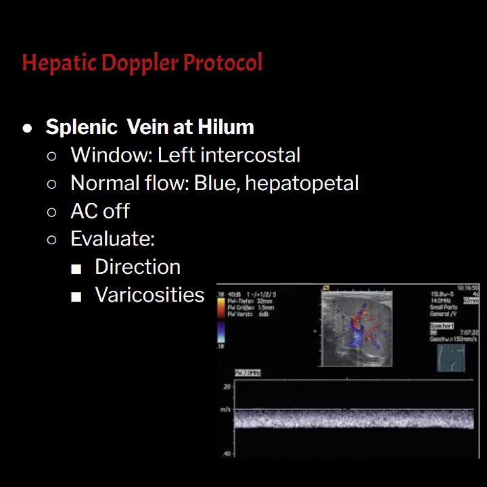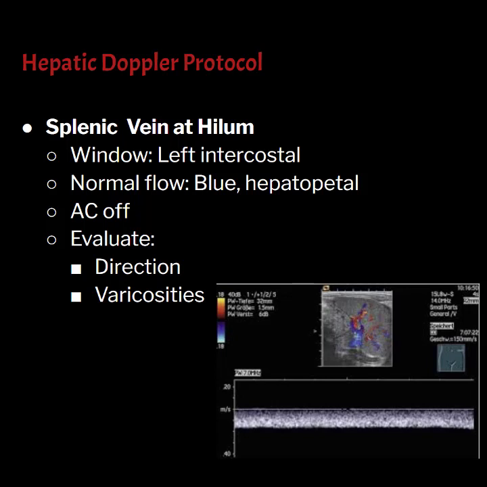To start our hepatic Doppler protocol, we're going to start out at the spleen, looking at the splenic vein at the hilum. The window that you're going to use is a left intercostal window. We're going to see blood flow, normal blood flow, being blue or hepatopetal, flowing towards the liver. You do not need your angle correct on, but when you turn on your Doppler tracing, you'll be evaluating the direction and for any varicosities in the area.